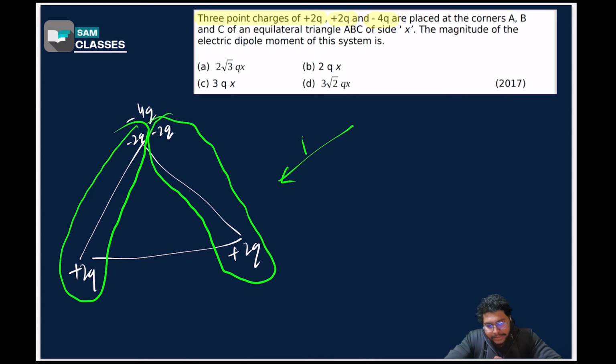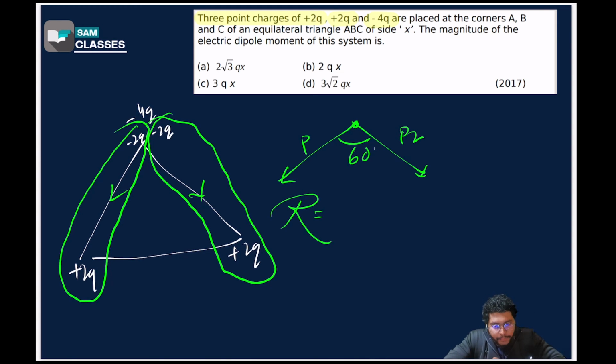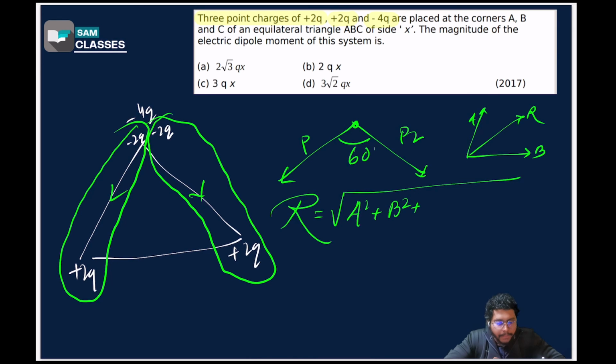One dipole is like this, and what is the direction of the dipole? Negative to positive. So one dipole's direction is like this, the other dipole's direction is like this. So we have to find the resultant. Now in class 11 we have learned the resultant formula. What is the resultant formula? If you have two vectors, let's say vector A and vector B, the resultant R between them is given by root of A square plus B square plus 2AB cos theta. Correct?